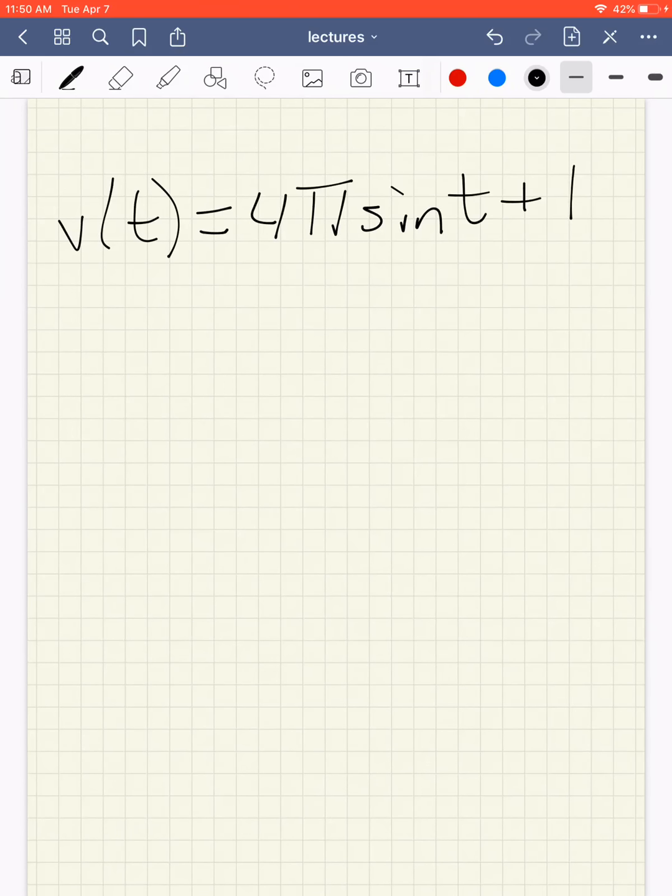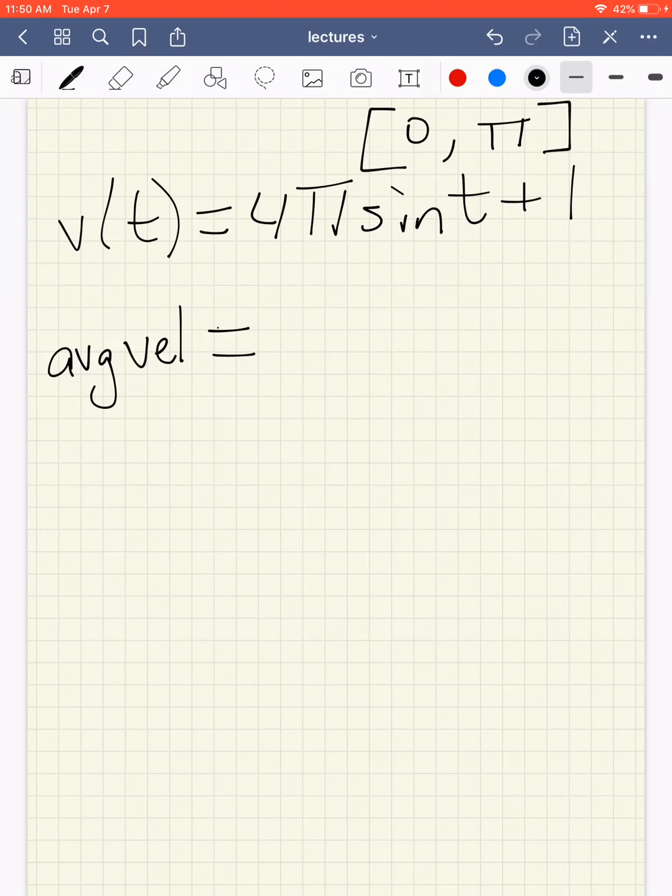So they're asking us to find the average velocity function, and we got the velocity function, which is 4 pi sine t plus 1. So to find the average velocity, we use that formula that we got last week. Remember, this is from the closed interval 0 to pi. That was given in the beginning of the problem.